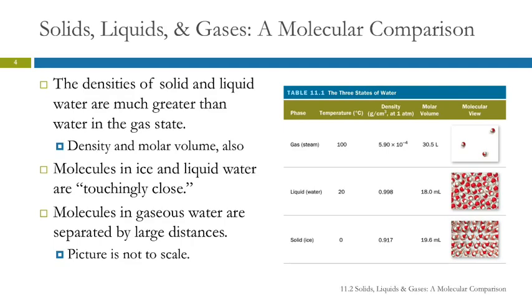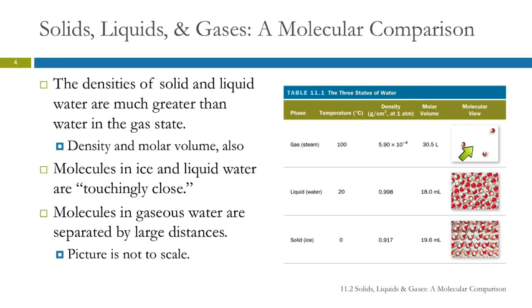So this table is showing us some information about water. It gives us the temperature at which we might find these states. It gives us the density. So the density of gas, and this is in grams per cubic centimeter, is 0.00059 grams per cubic centimeter, whereas liquid and solid are approximately 1 gram per cubic centimeter. And then we have a molecular picture here.